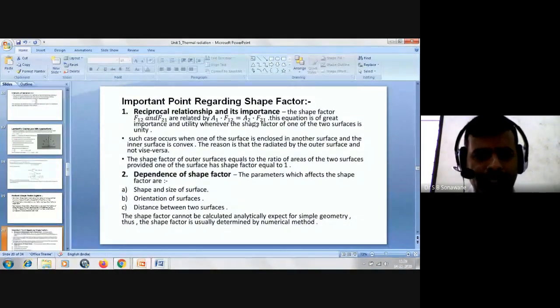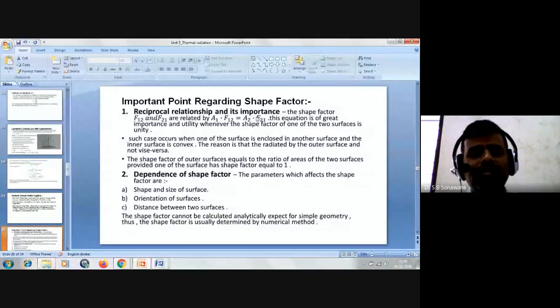A2 F21. Okay. So why is this theorem useful to us? This theorem is useful to determine the net energy exchange because of radiation, or the radiant energy exchange between the two surfaces. For that purpose, we should know this shape factor. If we know the value of the shape factor, then we can determine the net energy exchange. Of course, we will see this part while solving the numericals on the shape factor. Up till now, it is okay.